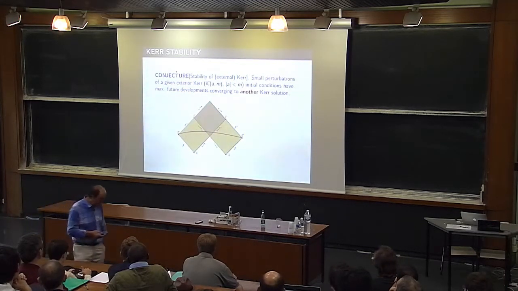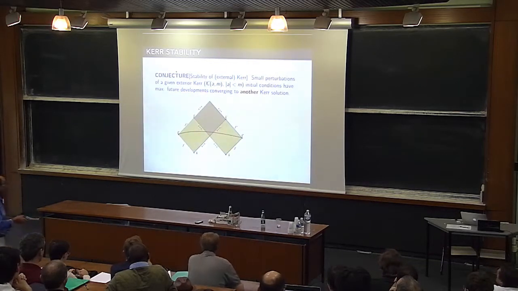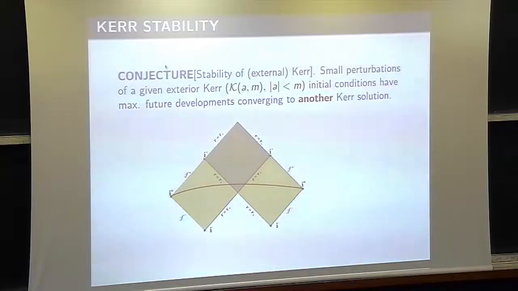This will be discussed by Michalis. So here is a diagram of the Kerr solution. This is the inside of the black hole. This is the external part of the Kerr space-time. And the conjecture says that small perturbations, so the perturbations you think of making them on a space-like hypersurface, for example, imagine a small perturbation somewhere here, will lead to a space-time which has its maximal future development converging to another Kerr solution.